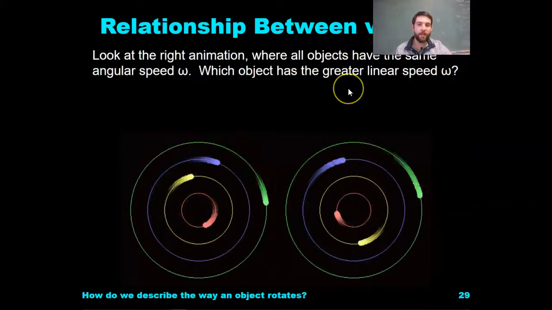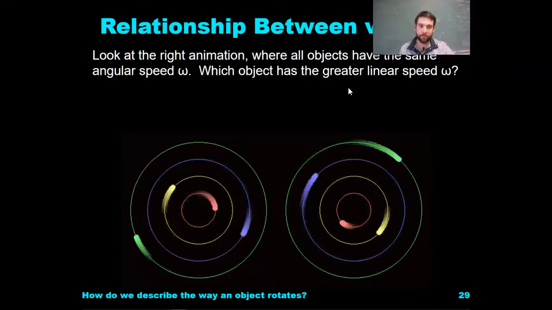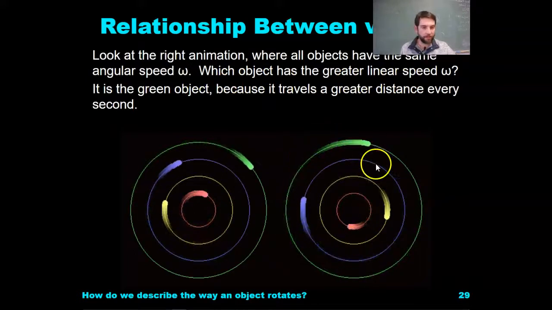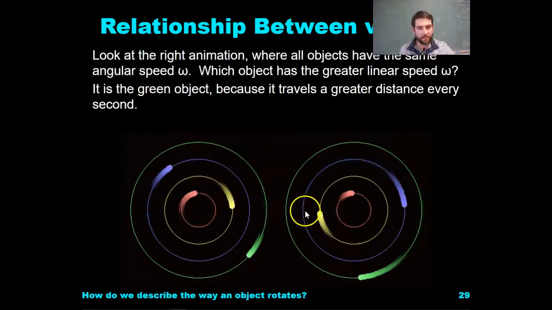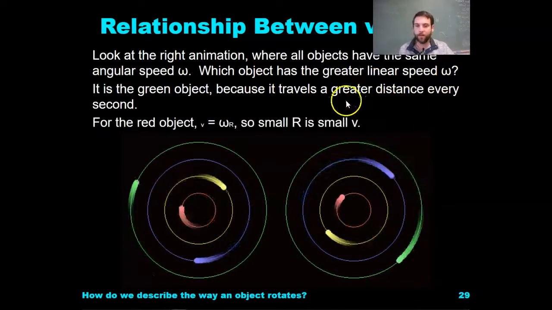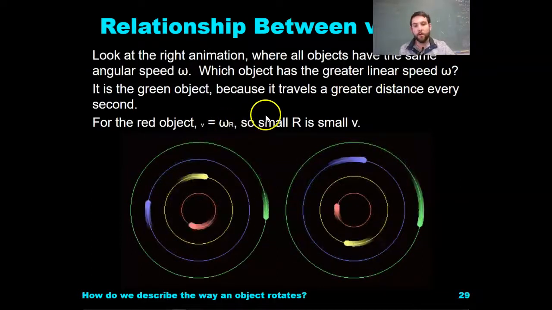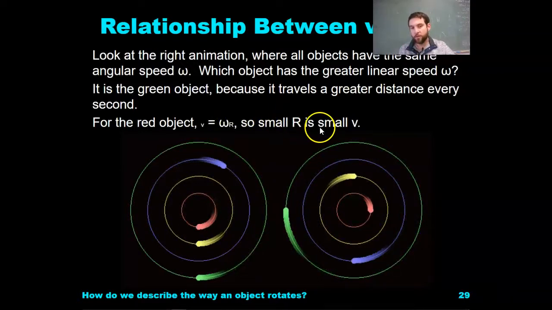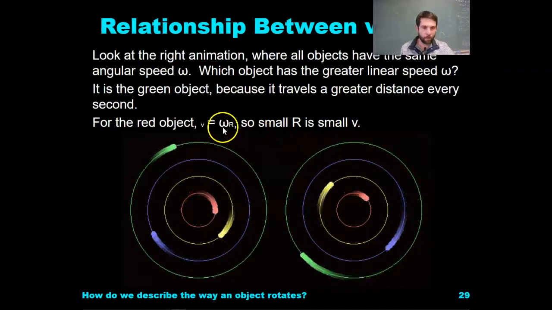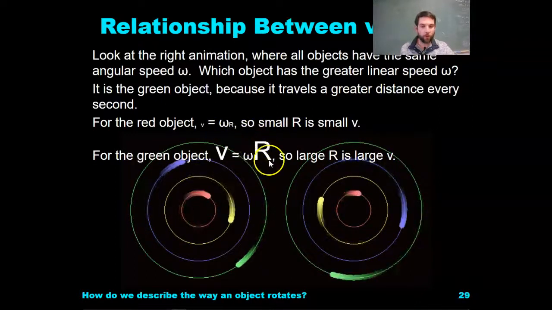Looking at the right animation, where they have the same angular speed, which object has the greatest linear speed? The green object. Just by looking at this, you can tell it travels a greater distance every second, which is our linear speed. This should be a v, not an omega. For the red object, v equals omega times r. R is small, so that means the velocity is small. Omega stays the same. For the green one, omega is the same. We have a bigger r, which means we have a bigger v.